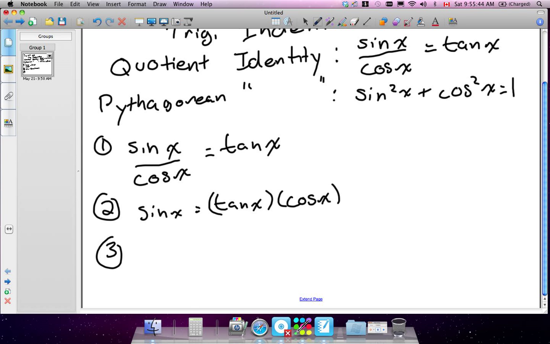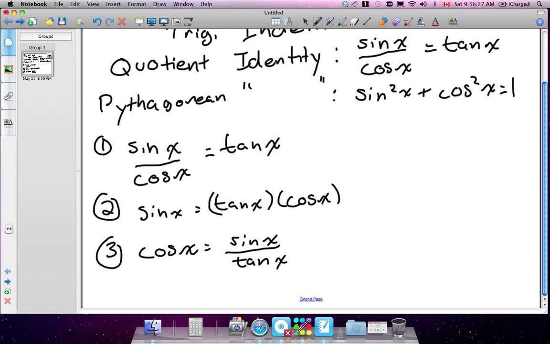If we wanted to set it equal to cosine, I would have to move tangent x over. To do that, I would divide both sides by tan x. The tan x and tan x cancel out, and we're left with cosine x is equal to sine x over tangent x. So cosine x is also equal to sine x divided by tangent x. That's the same quotient identity, we've just written it three different ways.